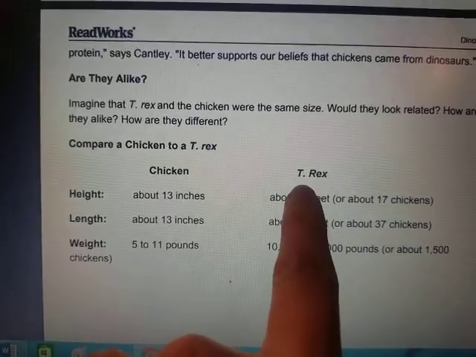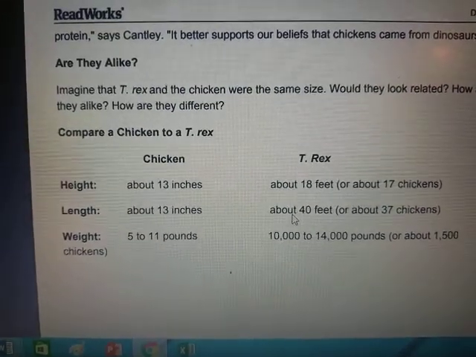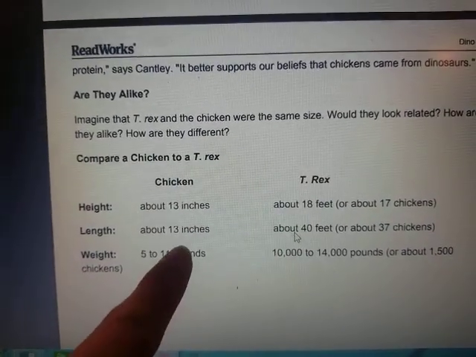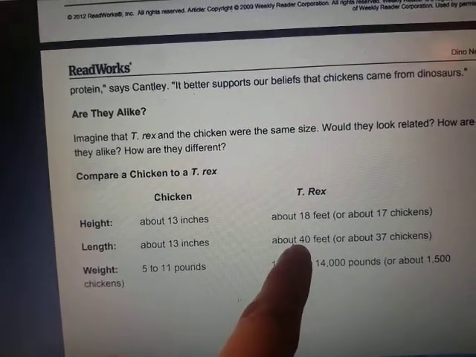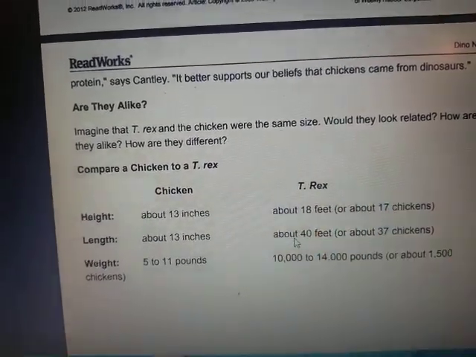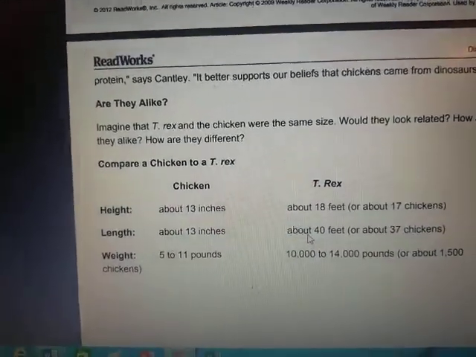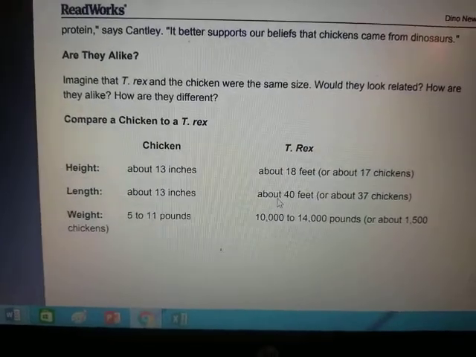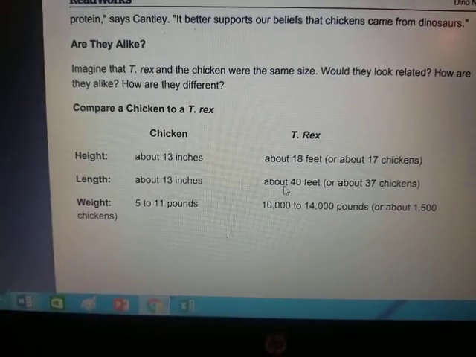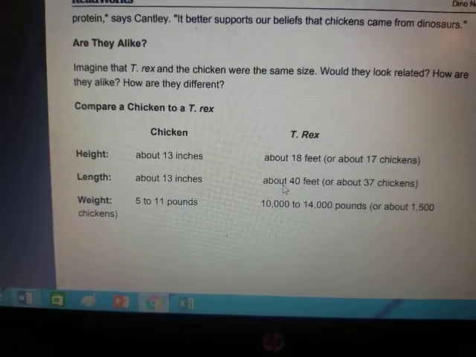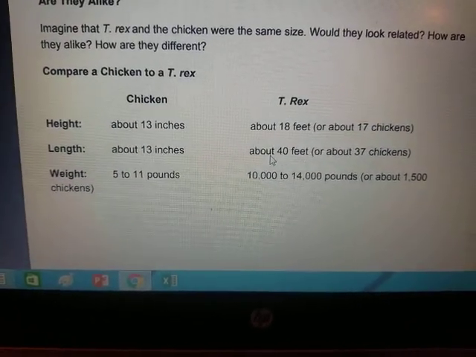So obviously T-Rexes are huge, and we know that chickens are tiny. How long they are, the length, they're 13 inches, but a T-Rex is 40 feet, which is about 37 chickens across each other, going this way, 37 chickens lined up in a nice row. So the weight of a chicken is normally 5 to 11 pounds, which isn't very heavy at all. It's the size of a newborn baby, right?